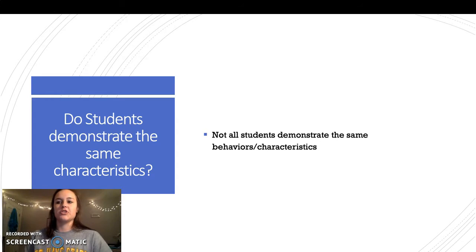Do students demonstrate the same characteristics? No, obviously not. Not all students demonstrate the same behaviors and characteristics. Two people aren't really the same unless you're twins. But there are students that don't need to be placed in special education, but they do need special accommodations in regular classrooms. So obviously, all students have different ways of learning, and you're going to have to learn how to teach each student with behavioral issues or characteristics, and just kind of sample those out. And I will give some examples of that too. So yeah.